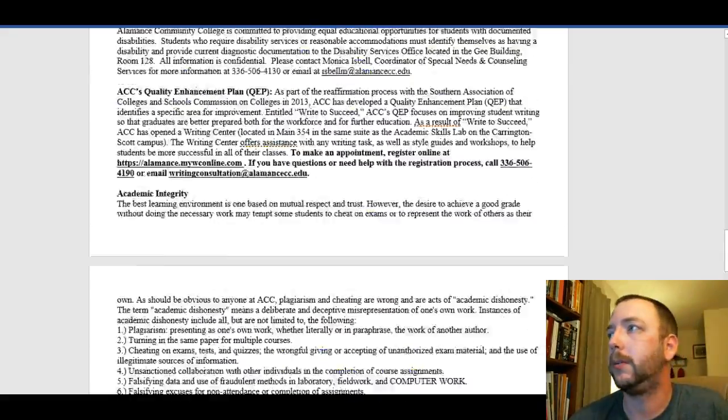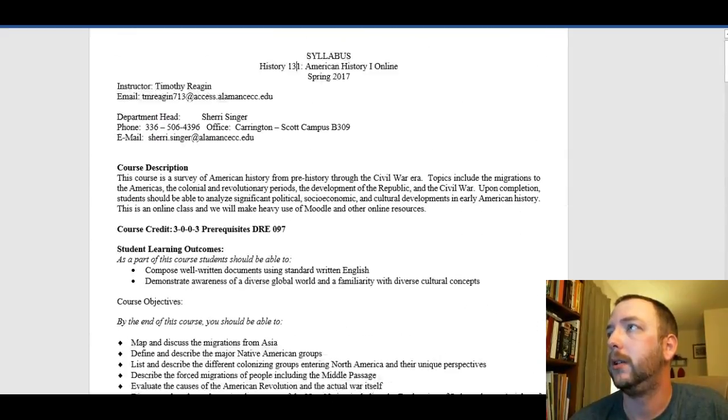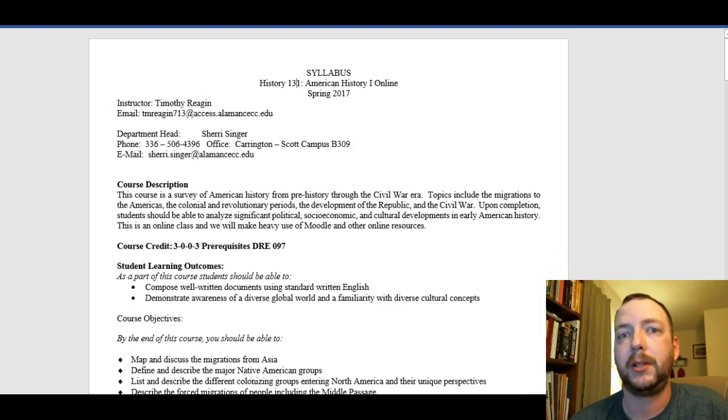So just to scroll back up here to the top, this is the syllabus. It's available for you on Moodle. If you have any questions about anything here, please email me. Ask questions. If you need anything, I'm going to send out an email tomorrow morning when class officially starts. I know that campus is closed, but our class is not canceled because it's online.